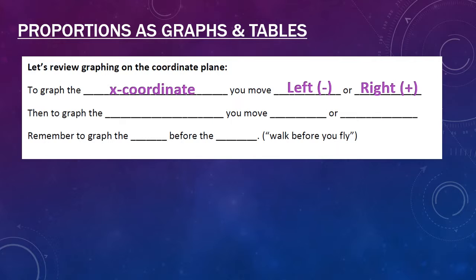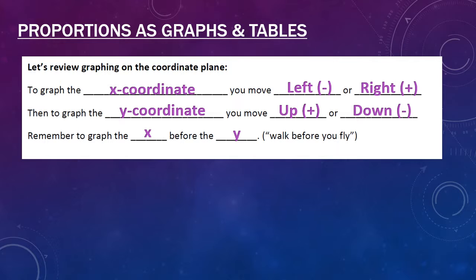Once you have moved that left or right direction, then you move the y coordinate. And the y coordinate is the one that flies, which means it moves up if it's positive or down if it's negative. And remember, when you're graphing, you always graph the x before the y. We always said that saying, walk before you fly, because you have to go left or right before you go up or down.